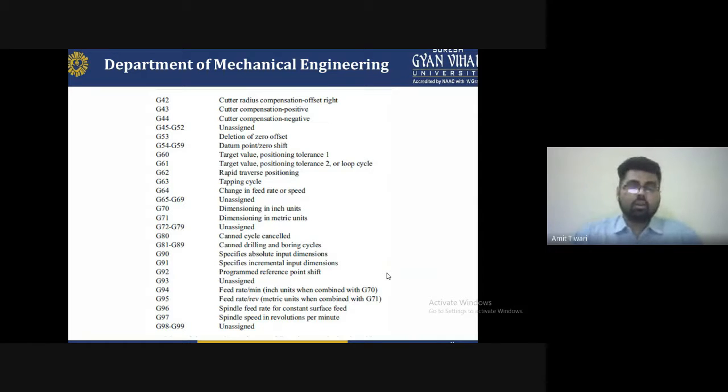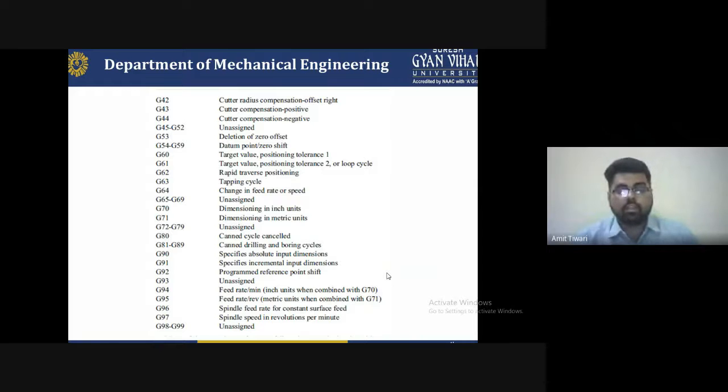Now G72 to G79 are unassigned numbers, not used. G80 is the canned cycle cancel. G81 to G89 indicate drilling, tapping and boring cycles. G90 specifies absolute input dimensions. G91 specifies incremental input dimensions, and G93 indicates unassigned.